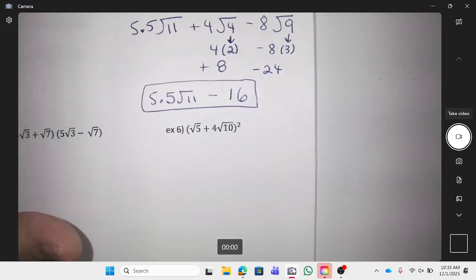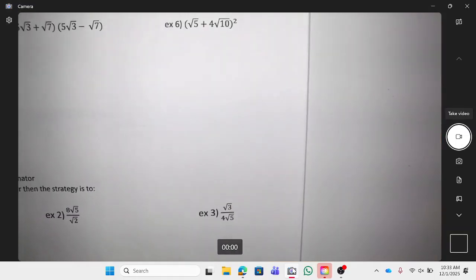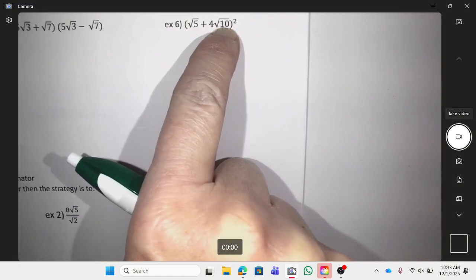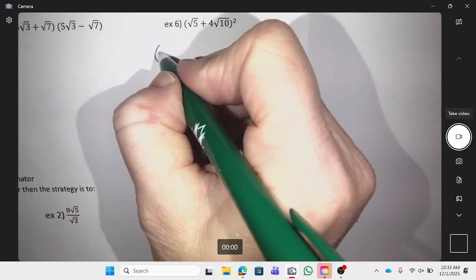Okay, let's jump down to number 6. What does squaring mean? It means multiply something again by itself. Does it mean to multiply this thing and this thing? No. It means to multiply this family by this family again. So how does that look?